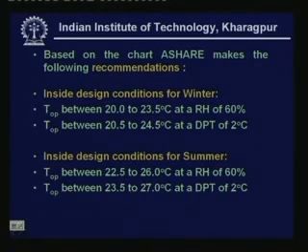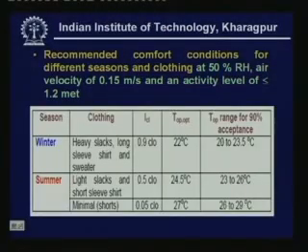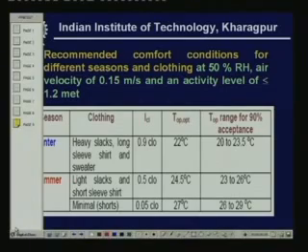So you might have seen that when the air humidity is lower, then you can maintain the conditioned space at a slightly higher temperature. When the humidity is higher, then the required temperature will be lower. Recommended comfort conditions for different seasons and clothing at 50% RH, air velocity of 0.15 meter per second and an activity level of less than 1.2 met are given in this table for different seasons, as I said.